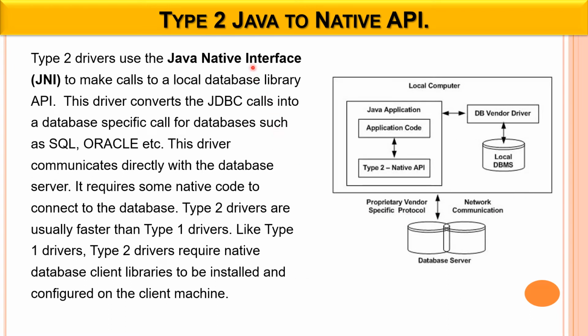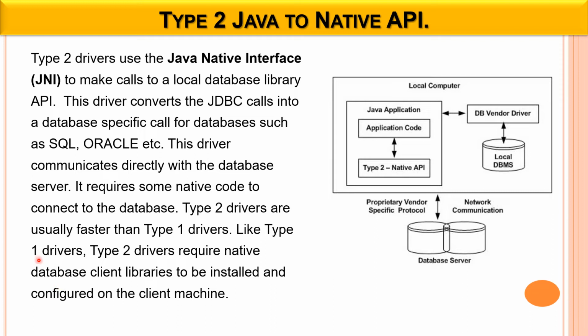The next type is a Java to native API. This type of driver uses the Java Native Interface, that is JNI, to make calls to the local database library API, application programming interface. This driver converts the JDBC calls into database specific calls for databases such as SQL, Oracle, etc. This driver communicates directly with the database server, and it requires some native code to connect to the database. Now, type 2 drivers are usually faster than type 1 drivers.